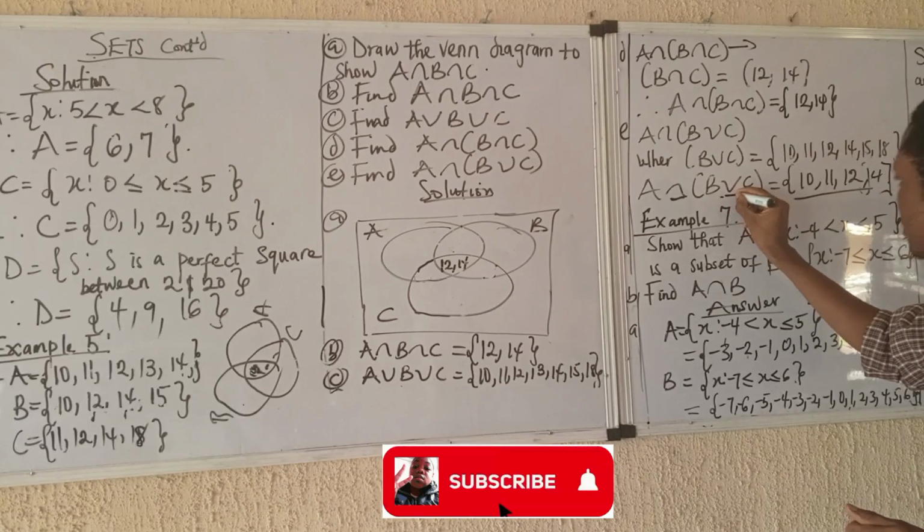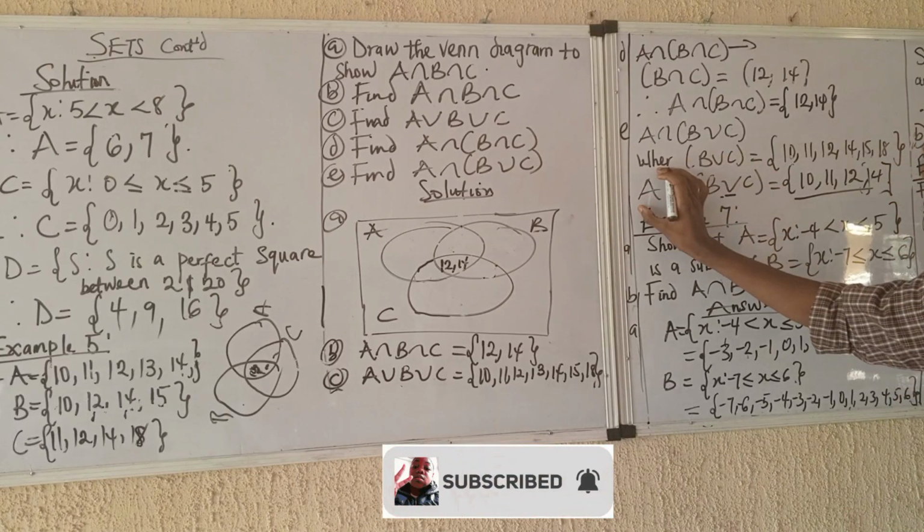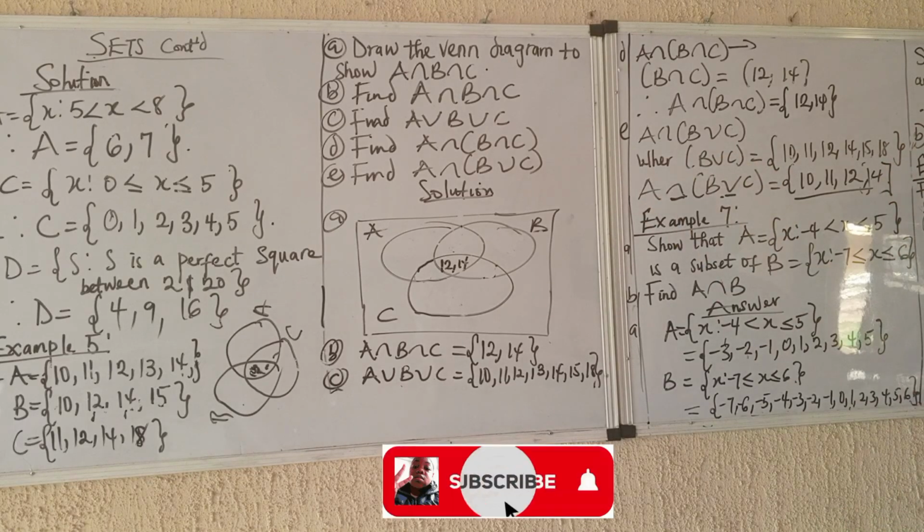Why this is your union. You solve for this before this. This is how to solve this problem.